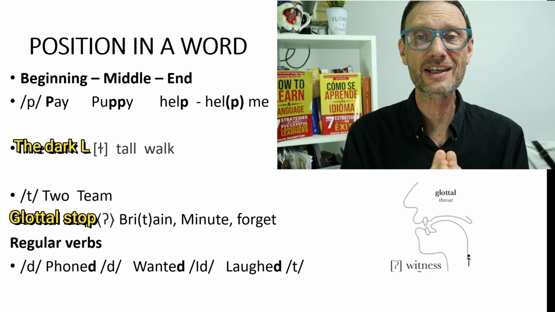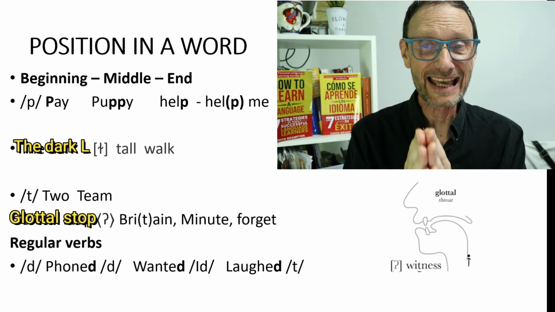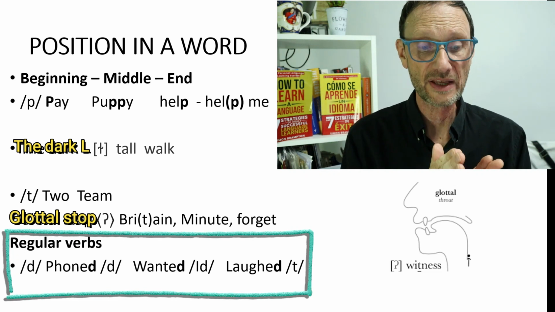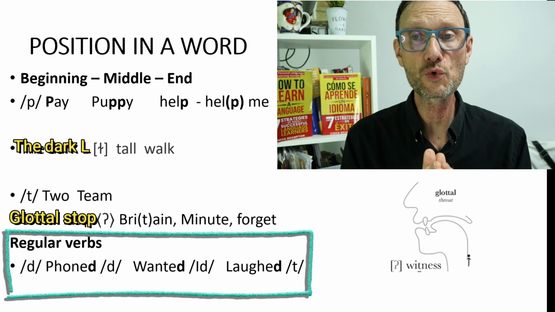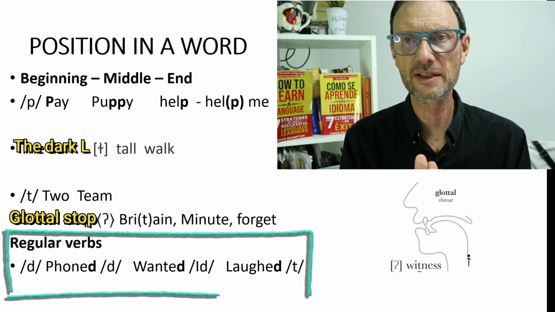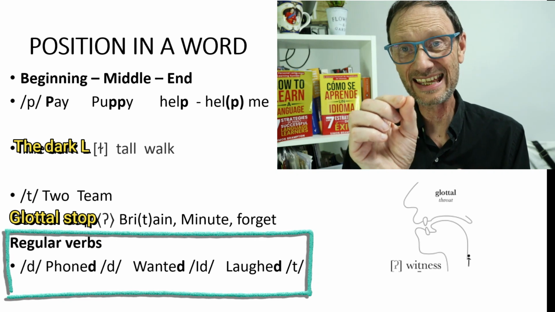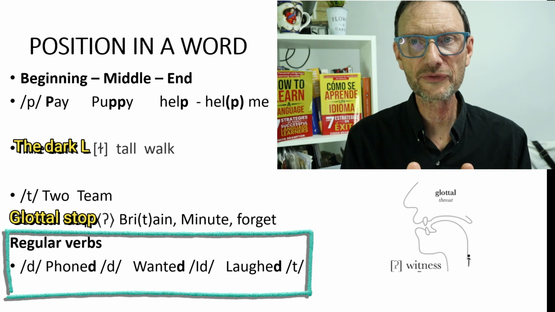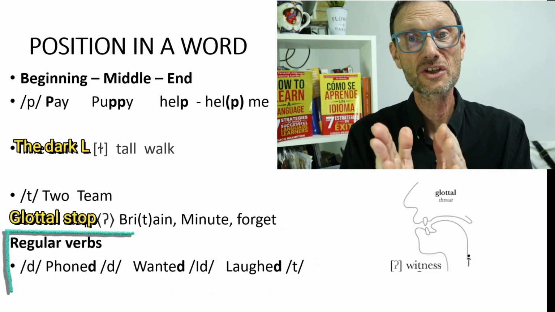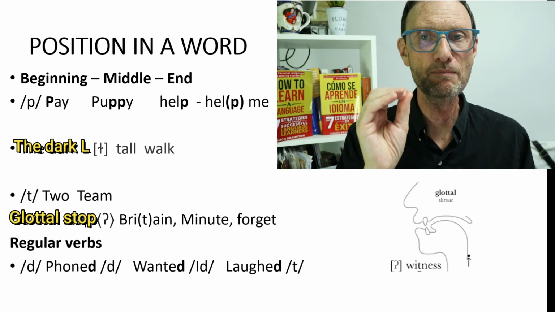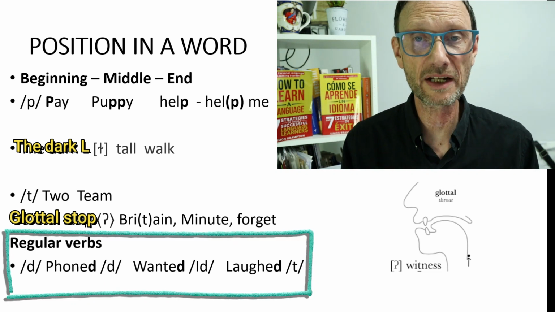And also you'll notice that the sound of letters can change. So the D, as in regular verbs, phoned, that's D. Wanted, okay, that's D, but with an id. But the D in laughed changes to a T. Laughed. There is more information about how to pronounce regular verbs in a specific video, so don't worry.